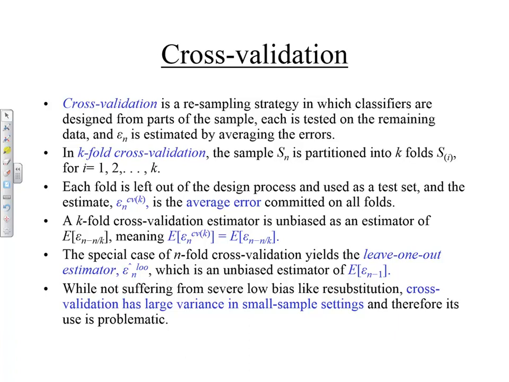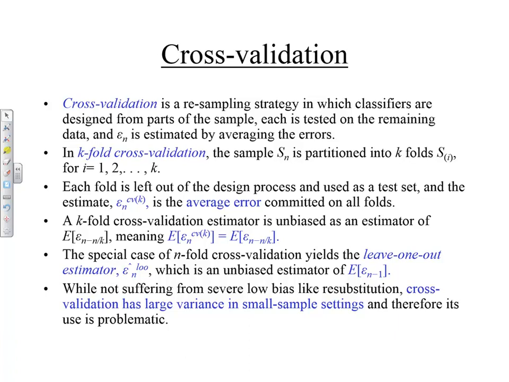Cross-validation is a resampling strategy in which the classifier is designed from parts of the sample. Each is tested on the remaining data, and epsilon n is estimated by averaging the errors. So in k-fold cross-validation, what you do is break the data up. Let's say you have n samples, and you're going to break it up into k different parts with n over k in each one of them.